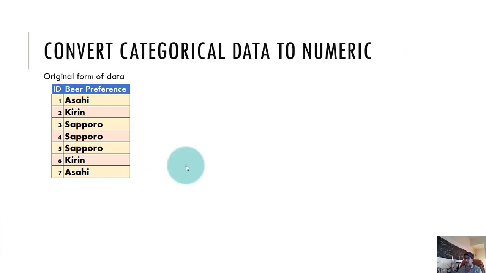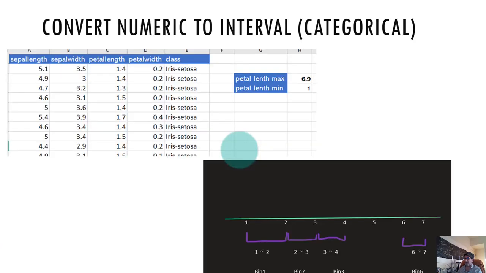And finally, we talked about how to convert categorical data to numeric, and we saw that that can be done like this, and vice versa, how to convert numeric to interval or categorical. We could do it like that. This is called binning or discretizing sometimes.